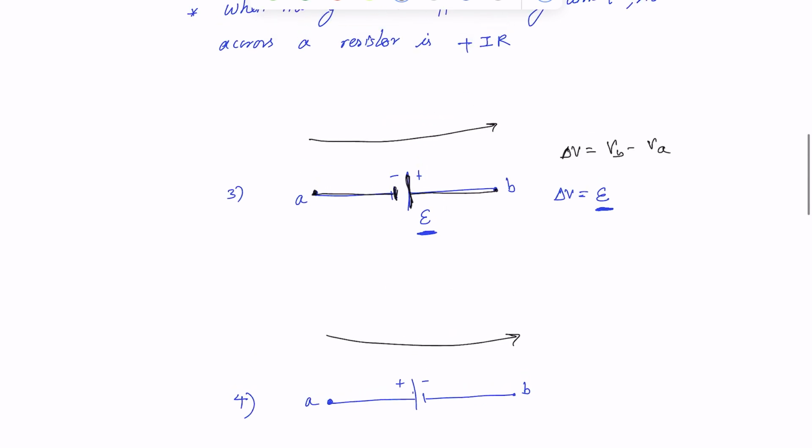Let's write this down in English, something easier to remember: the potential across a battery with epsilon as the potential difference.